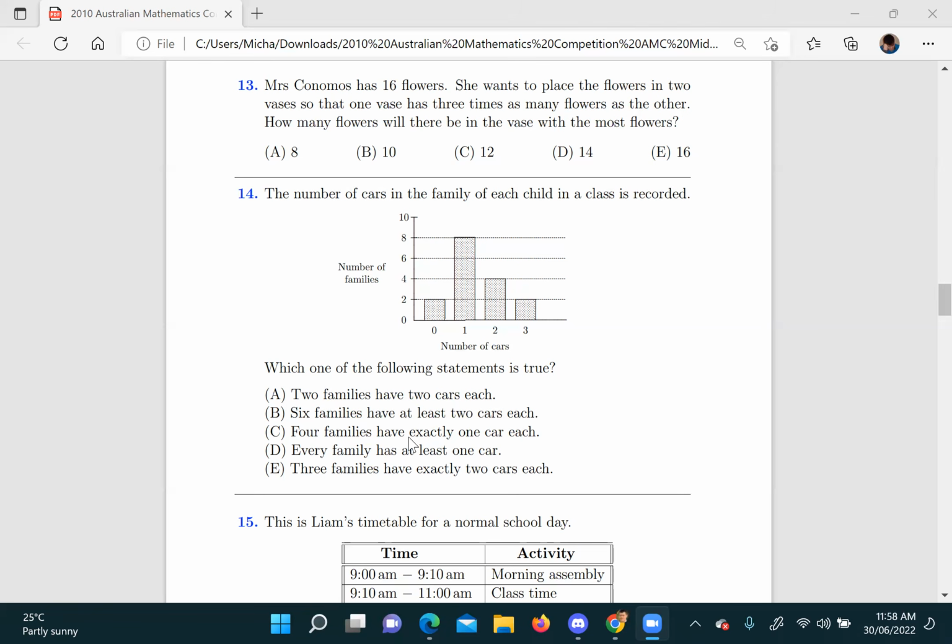Oh, maybe I just need to. Oh, wow. I think I got the 14 wrong. It's 2. Wait, it's every family. Oh, wait, every family has at least 1 car. Yeah. 2 families have 2 cars each.